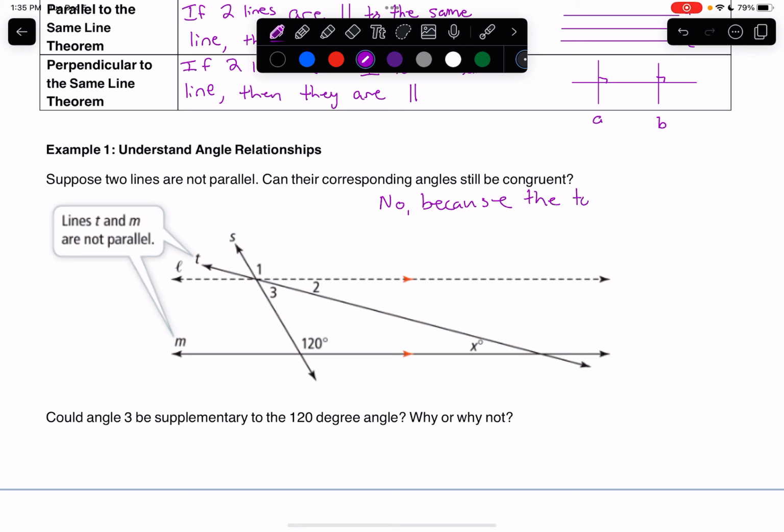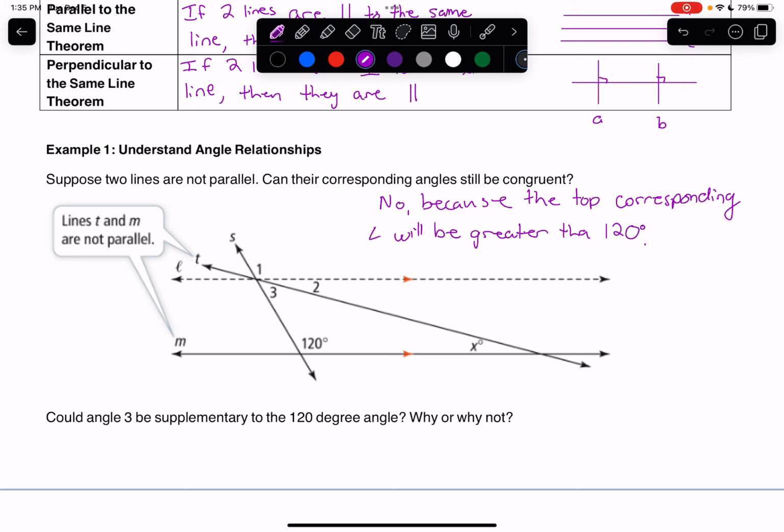Because the top corresponding angle will be greater than 120 degrees. And there are lots of ways to explain that. That's just one of many, many, many ways to explain that idea.